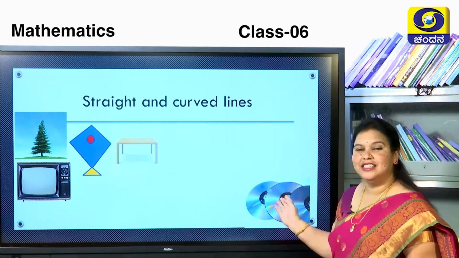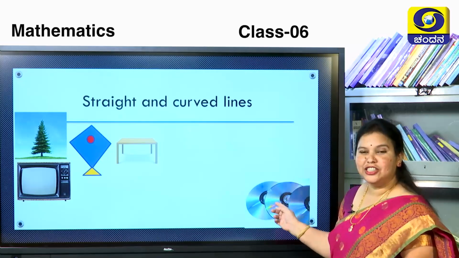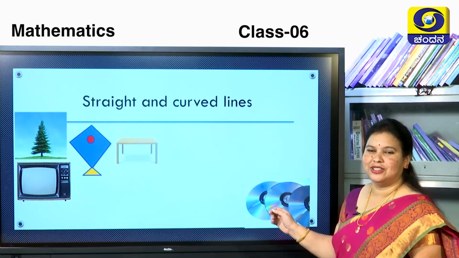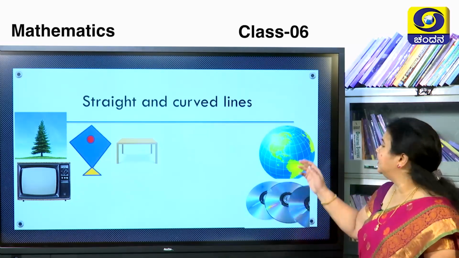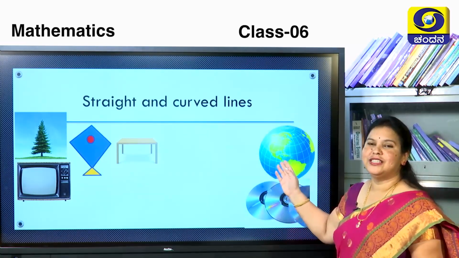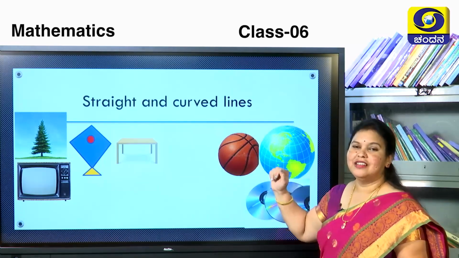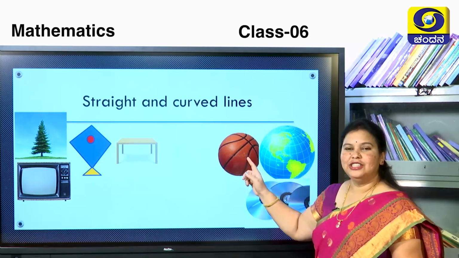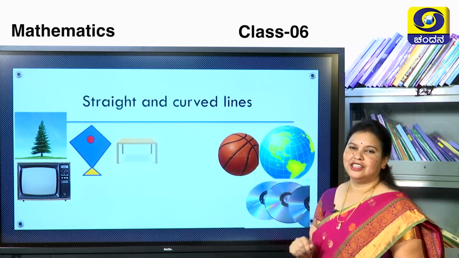What are these? These are CDs. You observe the edges of these CDs. Is it not curved? Yes, it is curved. These are circular discs. We have another example. It's a globe. Here also you can see curved lines. We'll see the next one. It's a basketball. The pattern on that ball you observe carefully. How are they? Yes, they are curved lines.